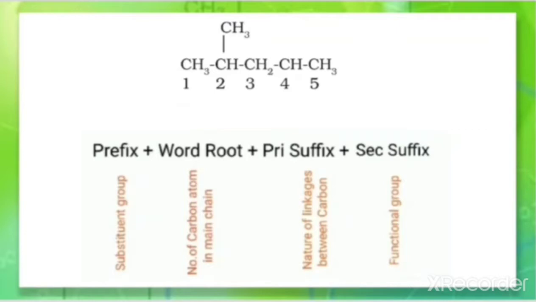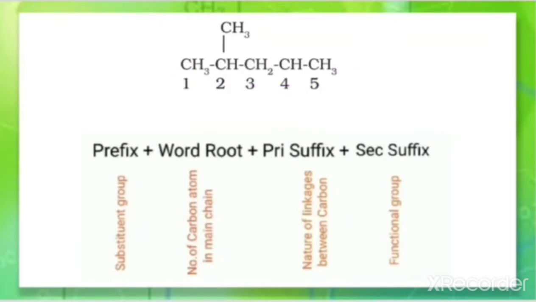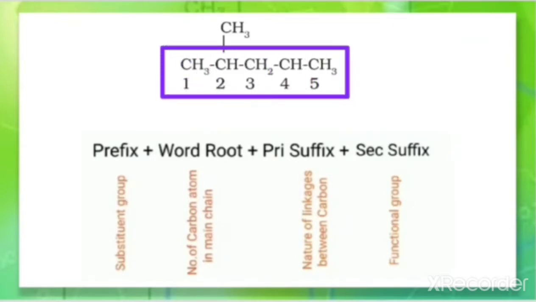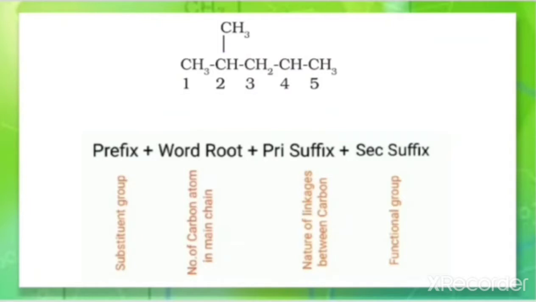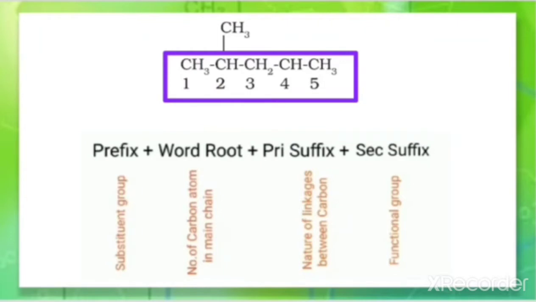Now next, how to name this one? First of all, we have to follow the formula: prefix. What is prefix? It represents the substituent. So which one is the substituent here? This one is the main chain. So let me make it once again here. This one is the main chain, and here there is one substituent also. This is the main chain, and this one is the substituent.